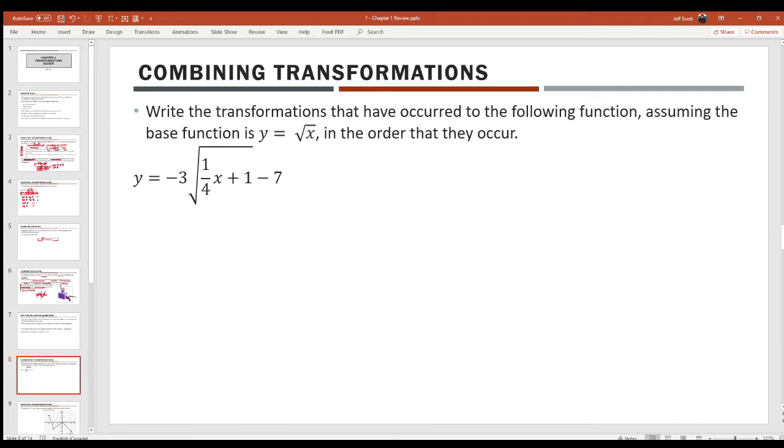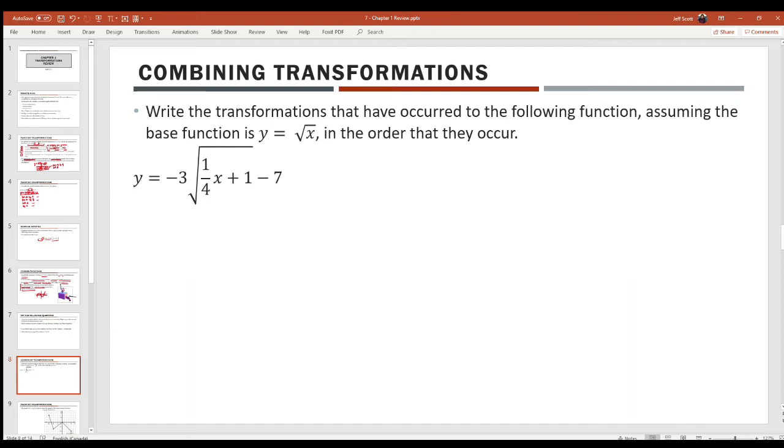Okay, so hopefully you had some time to work on these. I'm going to go through them in the order that they were given. Very first one on the list is combining transformations. This one wants you to write the transformation that has occurred to the following function, assuming that the base function is just y equals the square root of x, in the order that they occur.